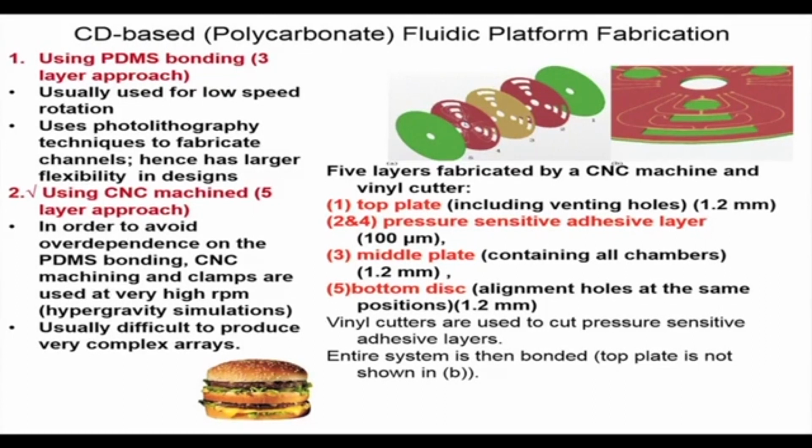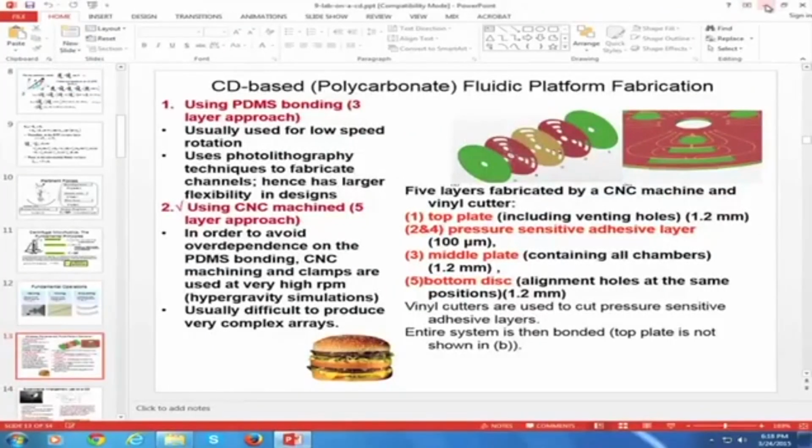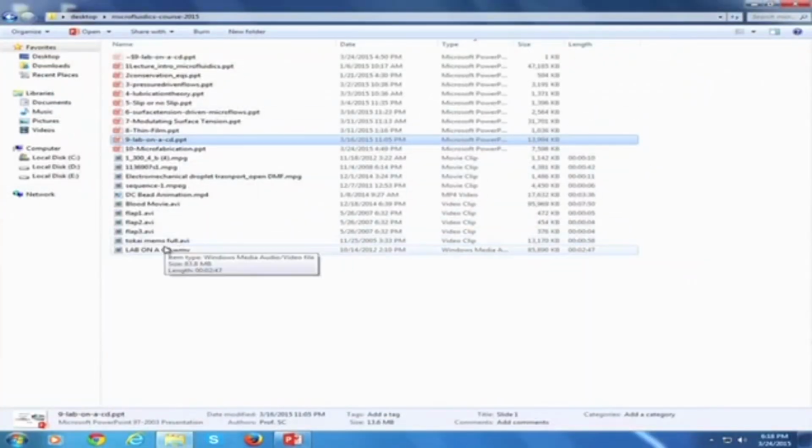Then you must have chambers which connect the microchannels, like reservoirs and all. So there is a middle plate, plate number 3, which contains all the chambers, typically 1.2 millimeter dimension, and 5 is a bottom disc just for helping the alignment of all these by using a pressure. Basically you feed this entire system to make it a compact disc type of arrangement. So I will try to show one video of how this is made, and I sincerely hope that the video works.